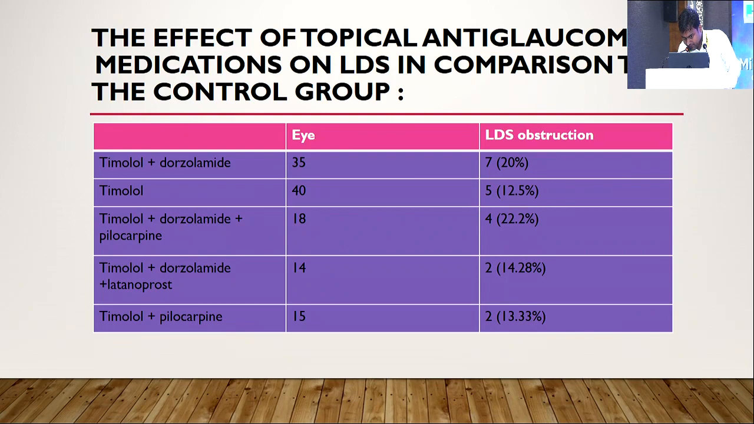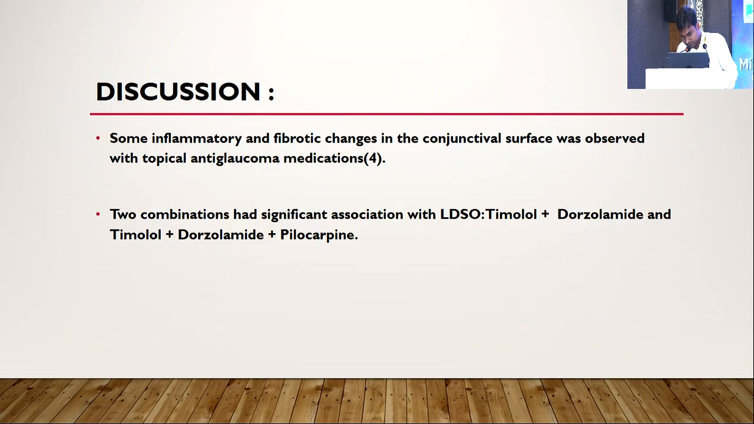When a combination of timolol and dorzolamide was used in 35 eyes, 20% had lacrimal duct system obstruction. When timolol alone was used in 40 eyes, 12.5% had obstruction. When timolol, dorzolamide and pilocarpine were used in 18 eyes, 22.2% had obstruction. When timolol, dorzolamide, latanoprost were used in 14 eyes, 14.28% had obstruction. When timolol and pilocarpine were used in 15 eyes, 13.33% had obstruction.